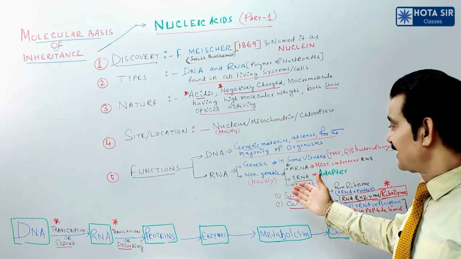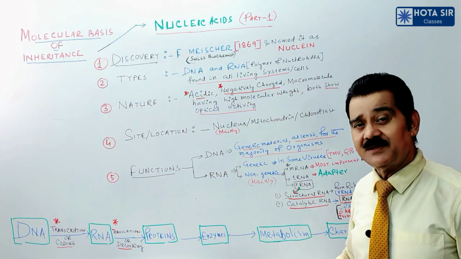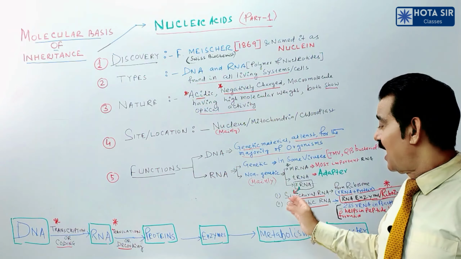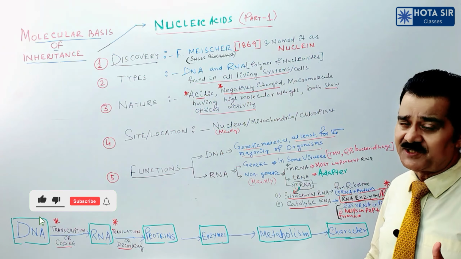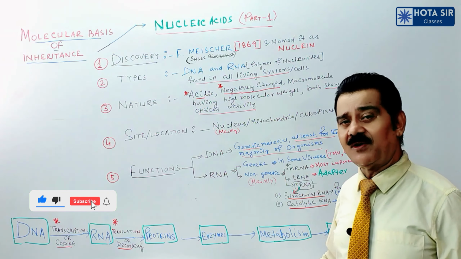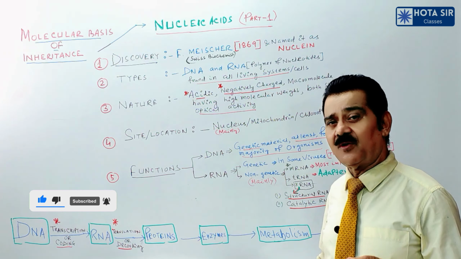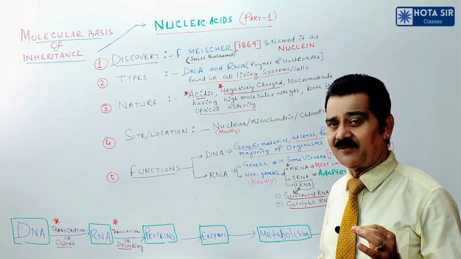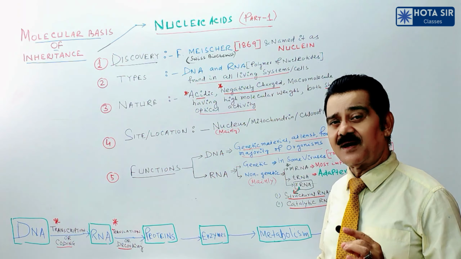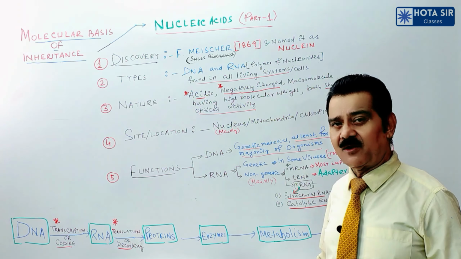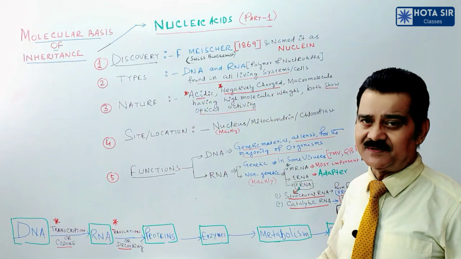They are of three types. I have written it: mRNA, tRNA, and rRNA. Among these, mRNA means messenger RNA, tRNA is called transfer RNA, or it is also called soluble RNA or sRNA, and then the last one is rRNA, that is ribosomal RNA. All these three RNAs play a vital role in protein synthesis.